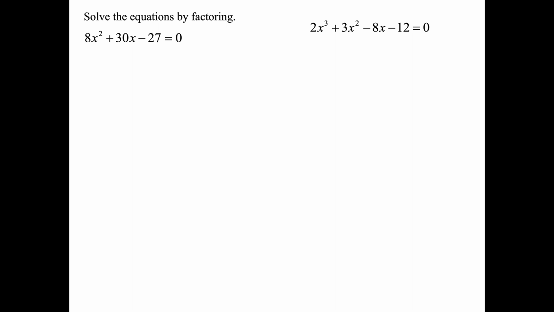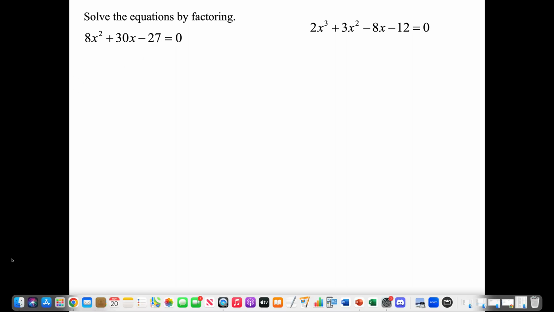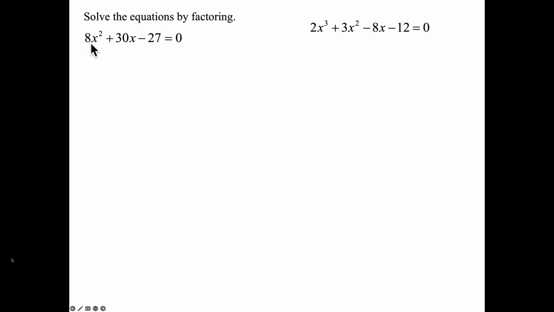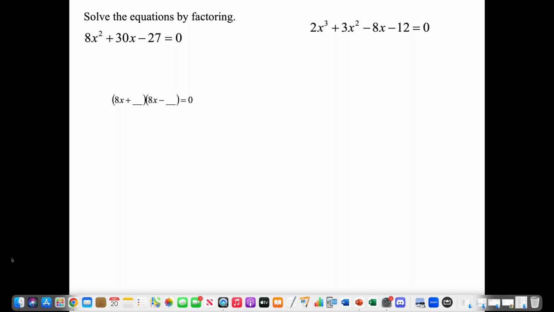Example, 8x squared plus 30x minus 27 is equal to 0. I don't see a GCF. So here we go. We're going to have a minus 27, which means this 8x is going to be 8x plus something, 8x minus something. So we're going to go find our somethings right now.